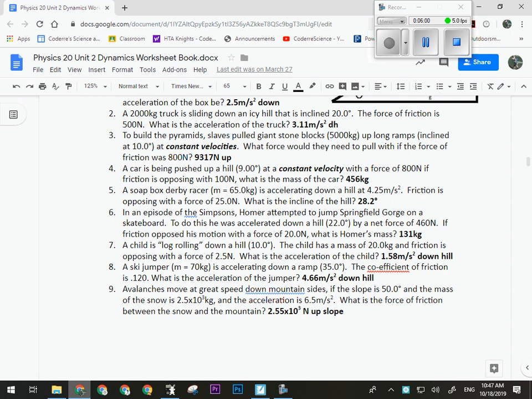That means the force up the ramp and the force down the ramp are equal. Give you a few more minutes on that.